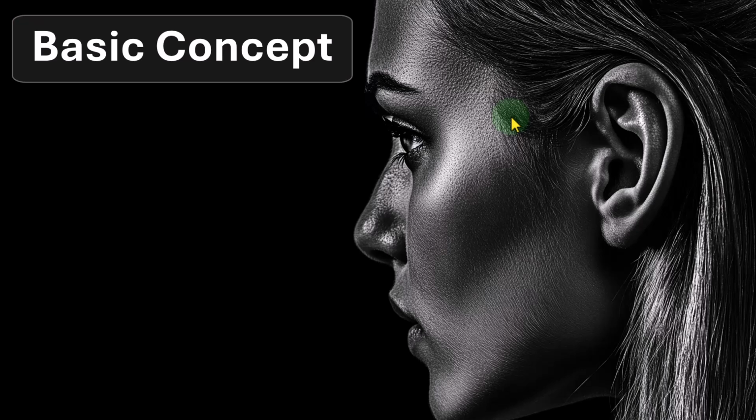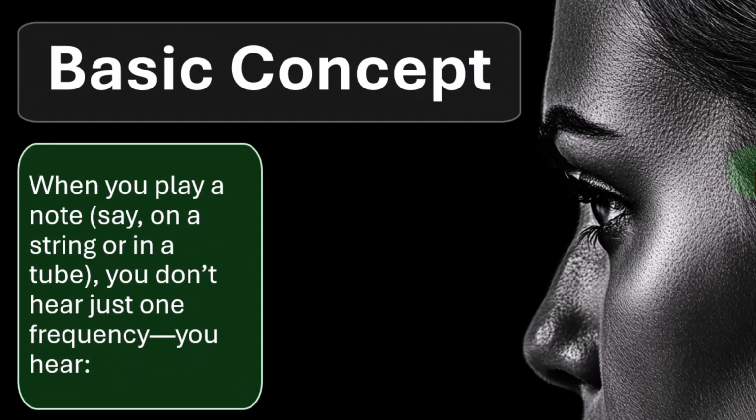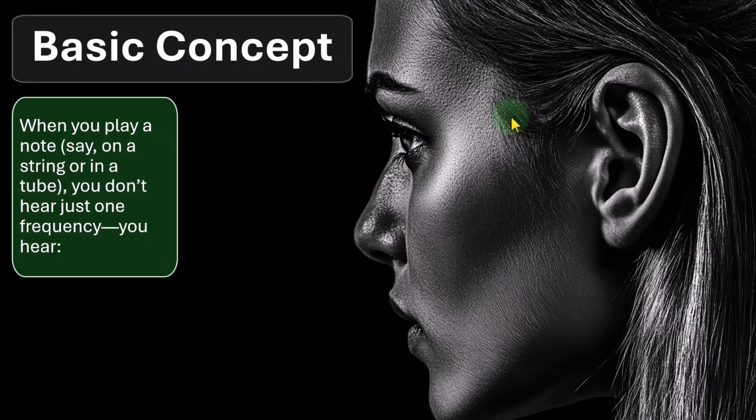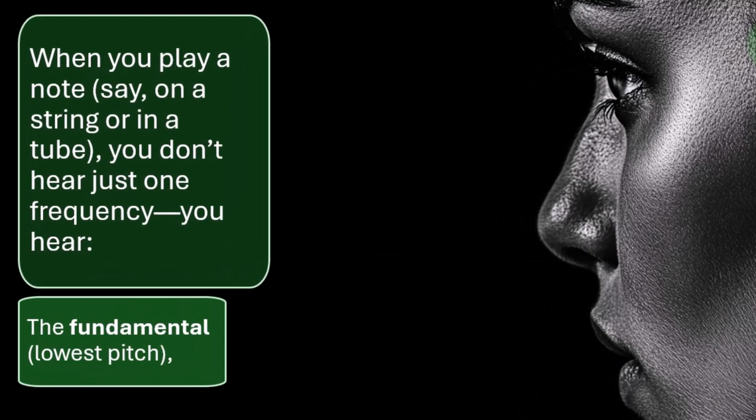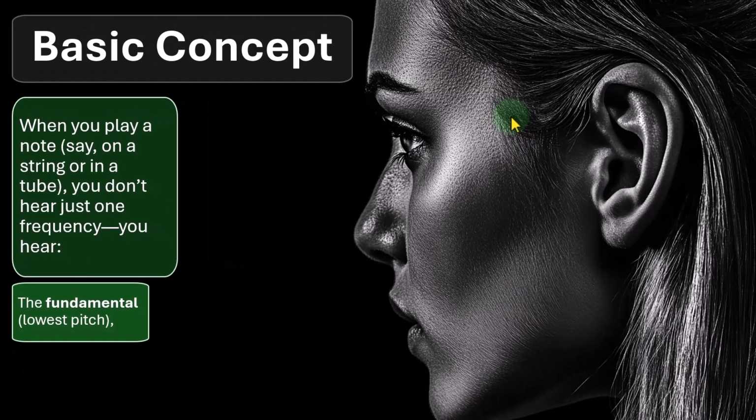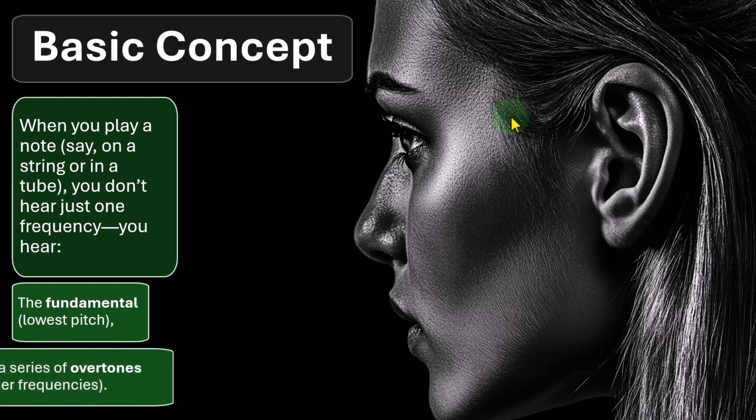So basically, we can think a lot of the things that we came up with in Western music, such as scales and whatnot, may be derived in part, at least, from this pattern. Basic concept: when you play a note, say on a string or in a tube, so stringed instruments versus tube instruments, say wind instruments, right? You don't hear just one frequency, you hear the fundamental, meaning the big frequency, the one that we use to name the frequency, but that's the lowest pitch, a series of overtones.